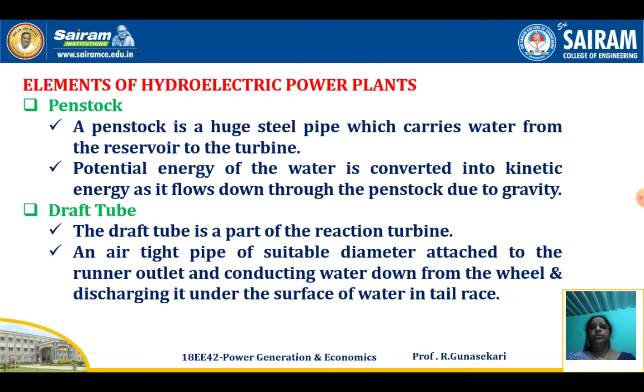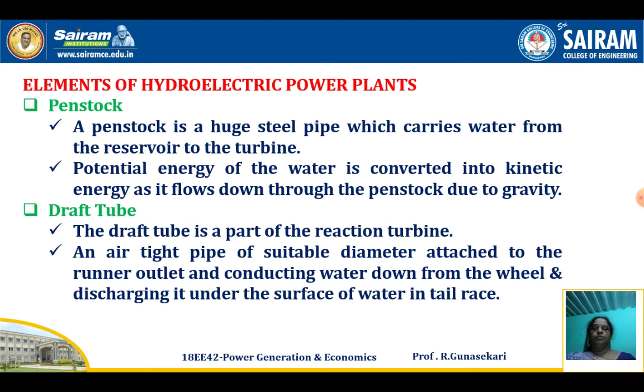Already we know the starting of the penstock is nothing but the water pressure tunnel. The potential energy of the water is converted into kinetic energy as it flows down through the penstock due to gravity. Then the draft tube. You recall the diagram: through the draft tube the water leaves from the turbine to the tail race. So the draft tube is part of the reaction turbine.